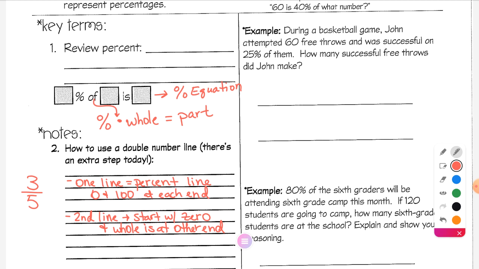So this one says, during a basketball game, John attempted 60 free throws and was successful on 25% of them. How many successful free throws did John make? What are the 3 parts to every percent equation? 3 pieces to every percent equation. Emmett? Yes. Nope. Those are the 3 variations of percents. That's where I got to shift your brain here. Cam? Part, whole, and percent.